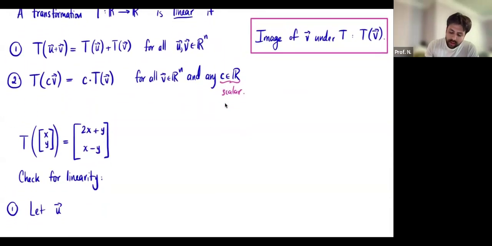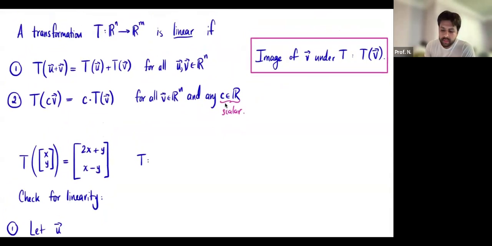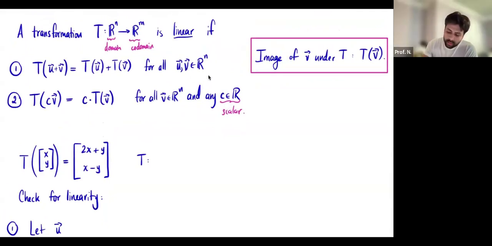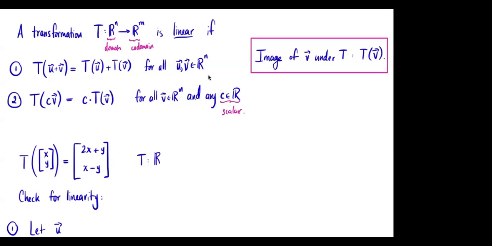Well, in this case, where is T coming from? Let's always specify where T is defined. What's the domain of T? Remember what T does, remember what this means. This is the domain, and this is the codomain. So what's the domain? No, the domain is R2. From R2 to R2.